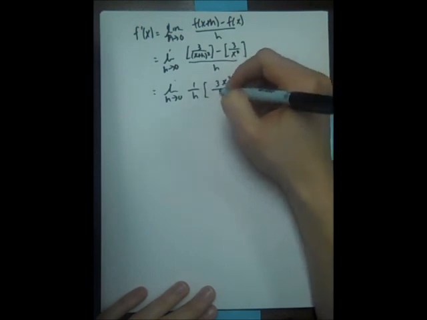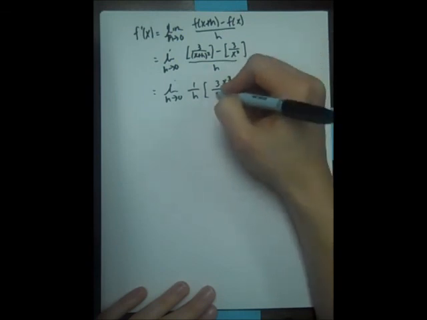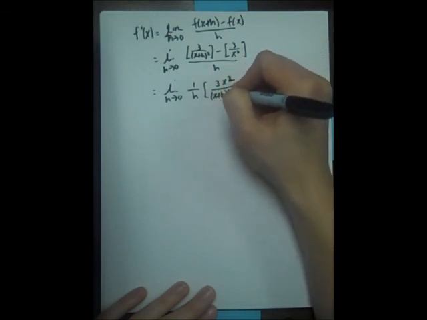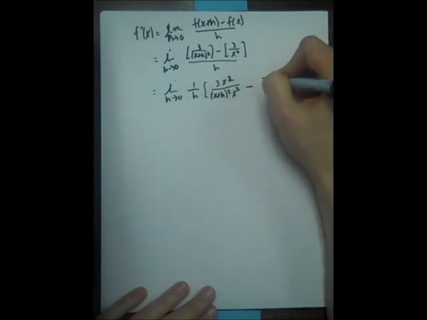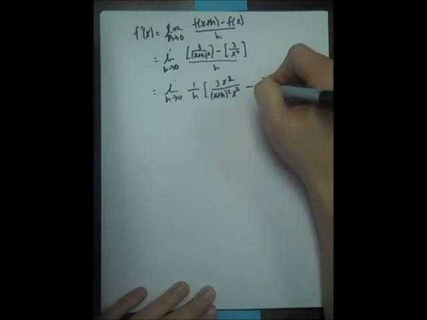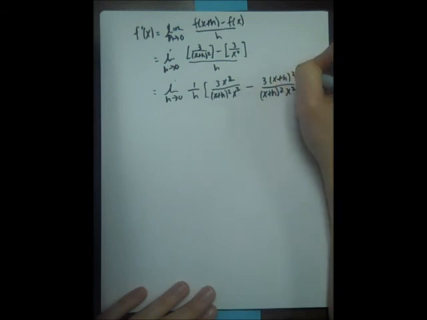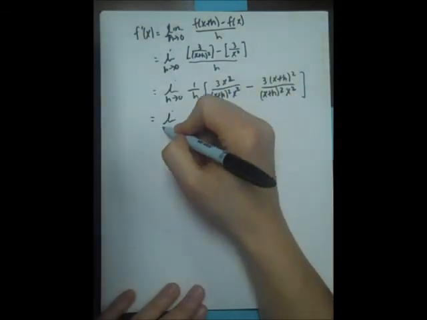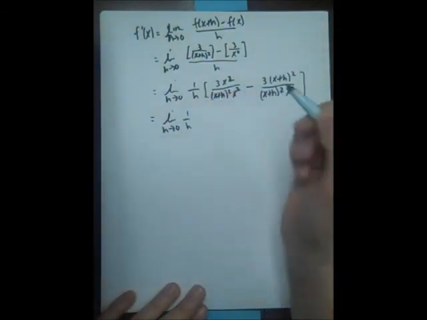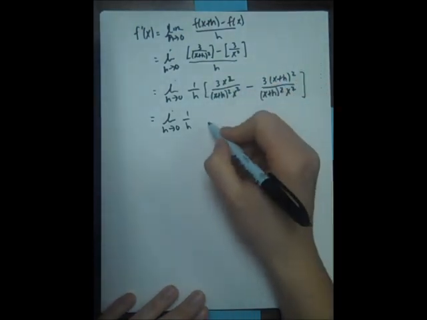So I'll get 3x squared over (x plus h) squared x squared, minus 3 times (x plus h) squared over (x plus h) squared x squared. So what did I do between these two steps? I multiplied the two denominators and got a common denominator. Then I changed each fraction to have that denominator. So this is the limit as h approaches 0. There, I still have my 1 over h. And let's see what simplifies.